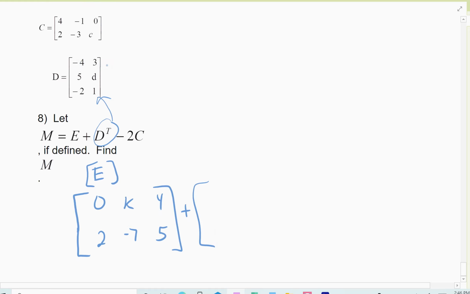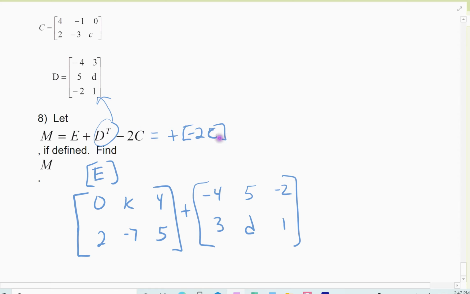So row 1 was negative 4, 3. Well, that becomes column 1, negative 4, 3. Row 2 is 5, D. Becomes column 2, 5, D. Row 3 was negative 2, 1. Becomes column 3.